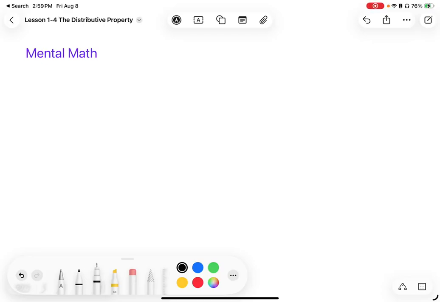One of the really cool things that you can do with the distributive property is mental math, meaning you can sometimes multiply together very large numbers that you wouldn't otherwise be able to multiply without a calculator. So, for example, let's take something weird like 7 times 49.